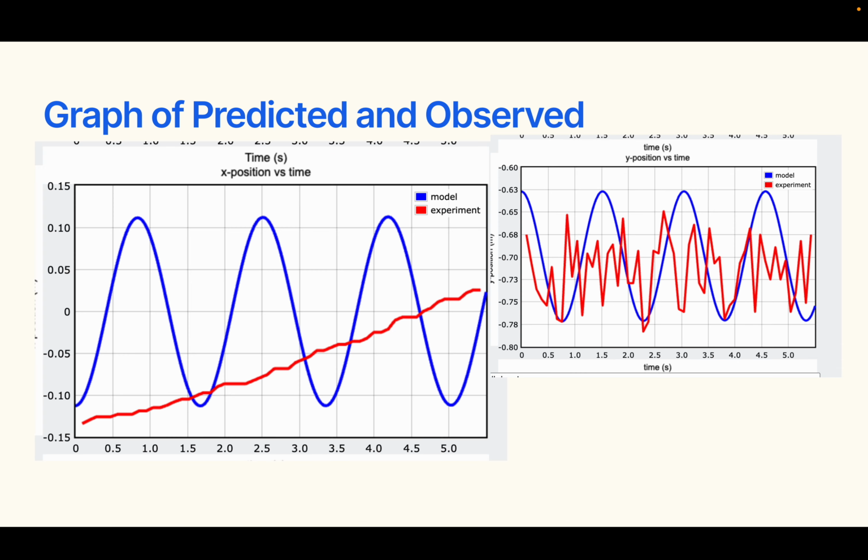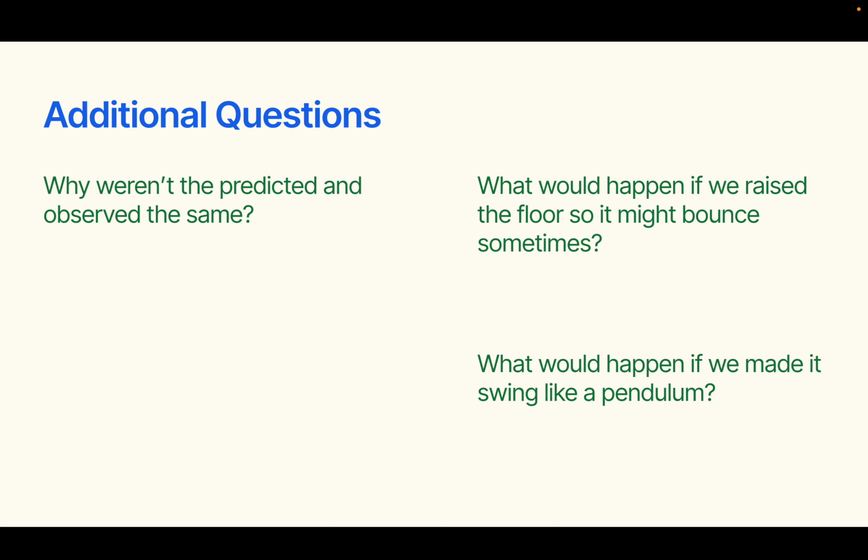So the blue line is the model and the red line is the experiment. As you can see, the x position changed over time to be a little more toward the origin and then trailed off, so it was going more towards the right direction. And then our experimental y position staggered up and down a lot more than our model did.